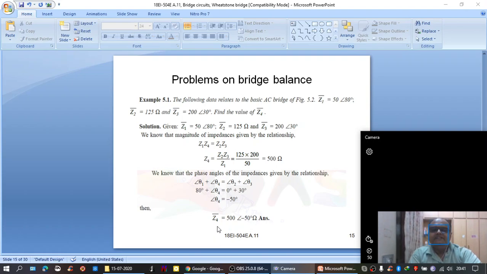So what is vector Z4 now? It is magnitude of Z4, which is 500, at an angle of minus 50 degrees, so 500 at minus 50 degrees ohms. Minus indicates that this Z4 is capacitive in nature, whereas plus indicates that Z1 and Z3 are inductive in nature, right?